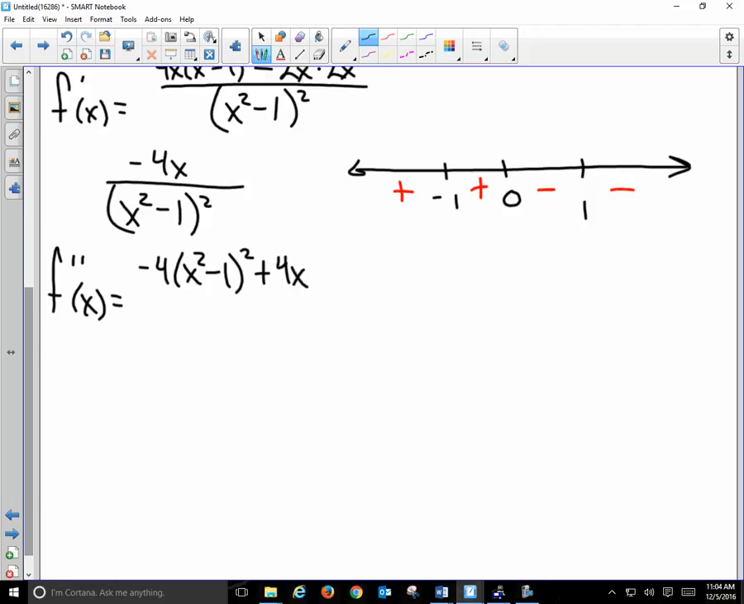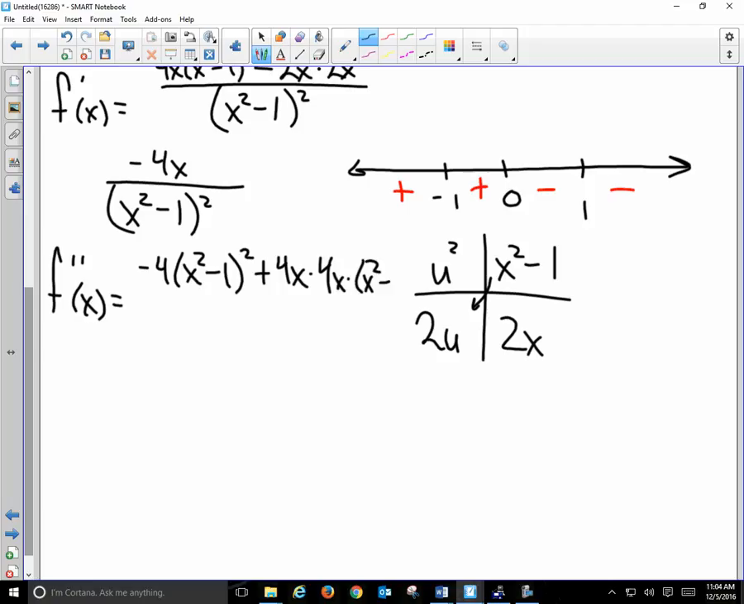How do I take the derivative of the bottom? Chain rule. See how smart you guys are? You guys always know what to do. Derivative of u squared is 2u, and then we have 2x. So we get a 4x times x squared minus 1, all over the bottom squared.